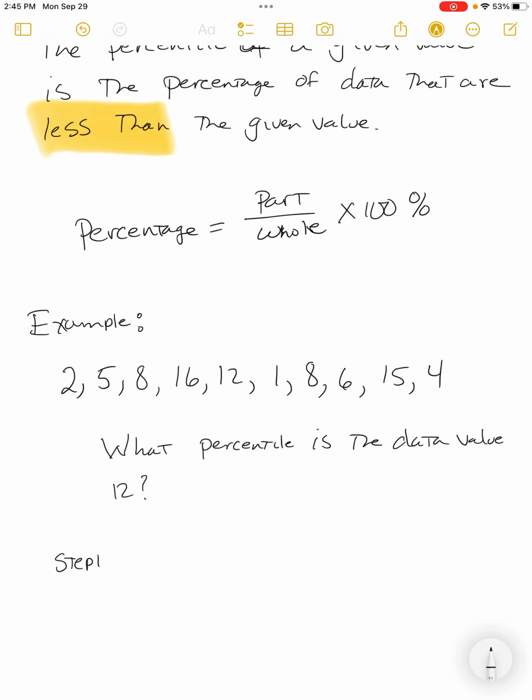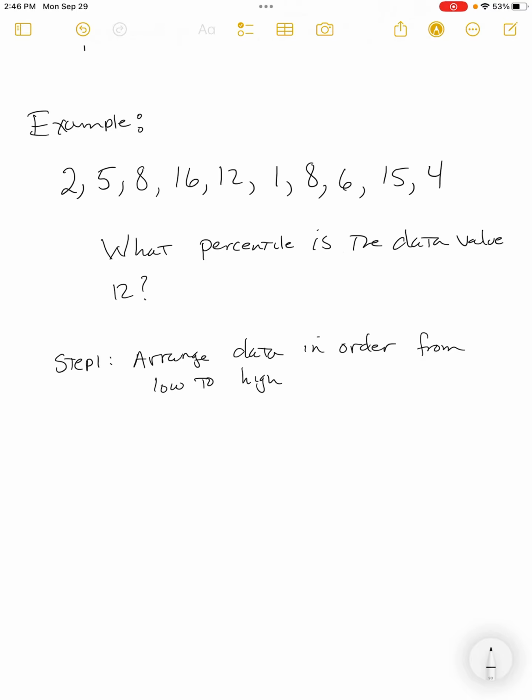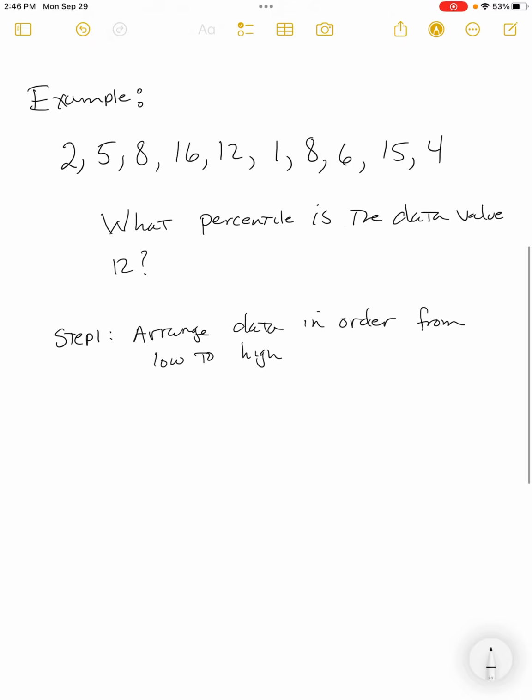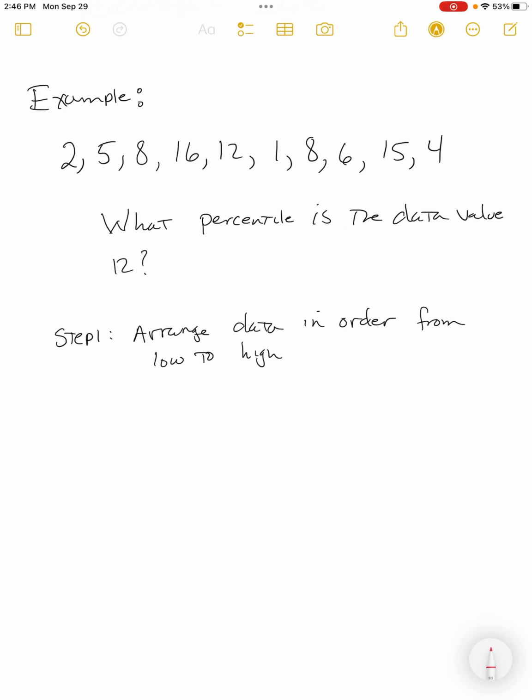The first step that we need to do always when asked a percentile question is arrange the data in order. It may already be done for you. And let me make sure you understand what I mean by order. Arrange data in order from low to high. That will help us out the most anytime we get a percentile question. So we have our data set up towards the top of the screen now. I'm going to rewrite that data set in order from low to high, and I'll put it in red.